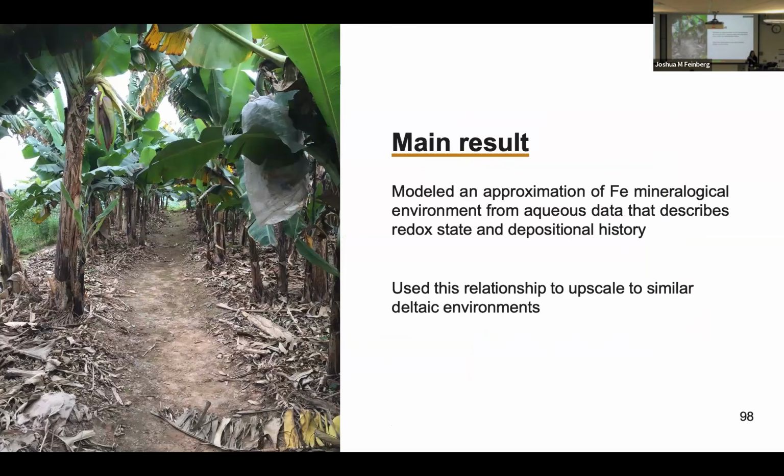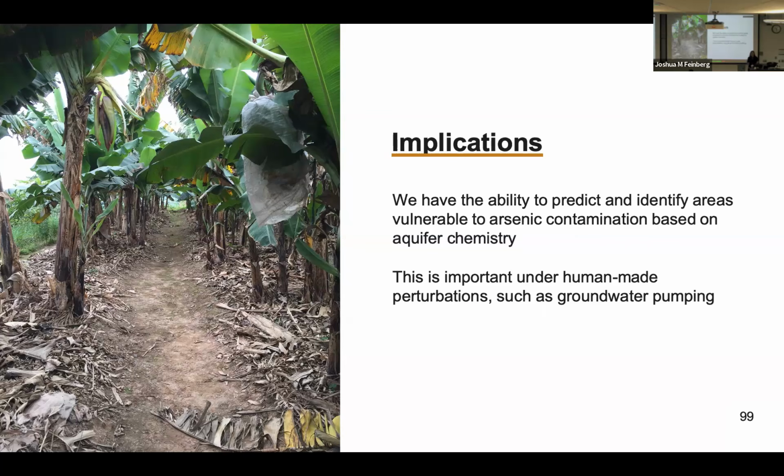So the main result of this work was that I modeled an approximation of the iron mineralogical environment from aqueous data that describes our redox state and the depositional history of the region. And then we use this relationship to upscale to similar deltaic environments. The implications are that we have the ability to predict and identify areas potentially vulnerable to arsenic contamination based on this aquifer chemistry. And this is important, of course, for past changes that have occurred. Also, we don't know when that change in that transect occurred in Vietnam, so if someone has some good ideas, please let me know. But also current human-made perturbations such as groundwater pumping.